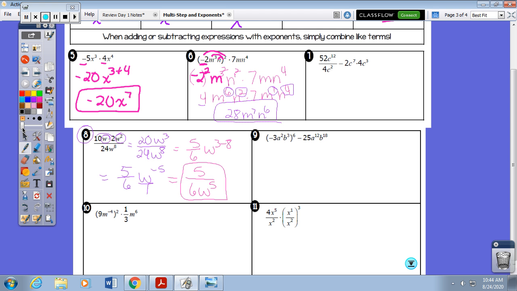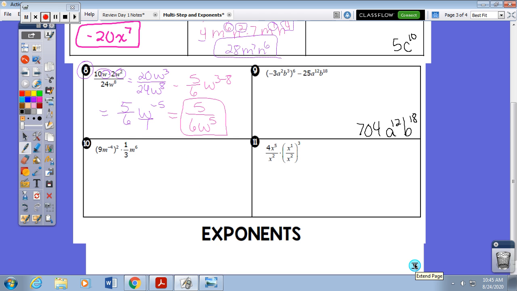So now number 7, I'm going to give you some answers here, is 5c to the 10th. Number 9, still have to do all of the work and show your work. 704 a to the 12th, b to the 18th. This is all review for you. 10 would be 27 on top, m squared on bottom. Be careful, watch how you're working things. And this ends up 4.